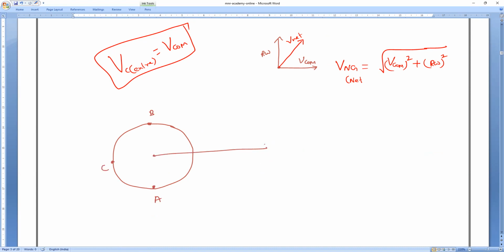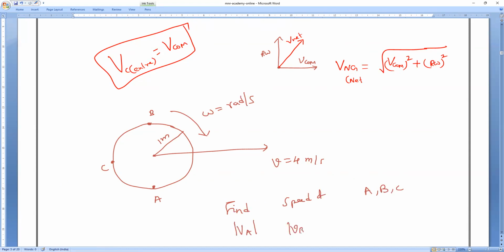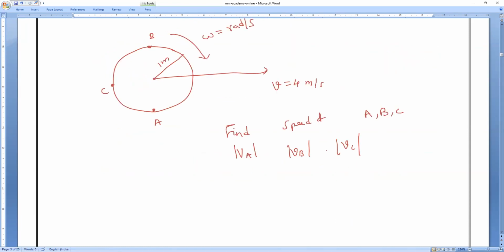The velocity of the center of mass is 4 meter per second, with a radius of 1 meter. What is the radius, everybody? 1 meter. And the angular velocity is 3 radians per second. Now the question is, find the speed of A, B, C. Note the question, later we can solve. I am also putting mod. Mod means we have to arrange them irrespective of plus or minus, in increasing order. That is the question.